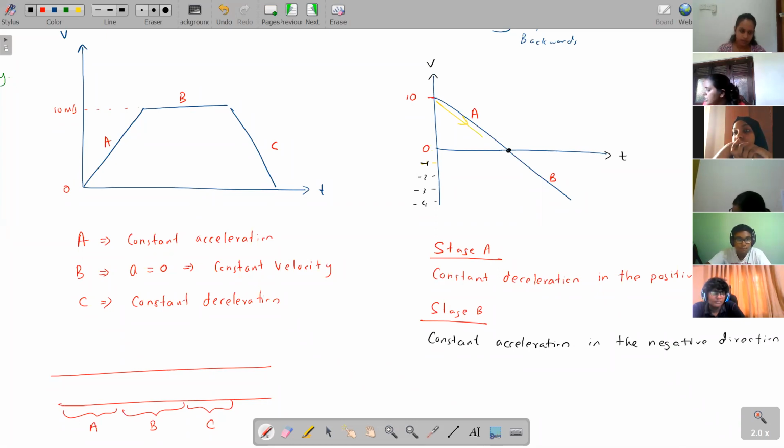Can you tell me an example of this graph? An example of this graph is a ball. When you throw up the ball, this is an example for the ball throwing question.